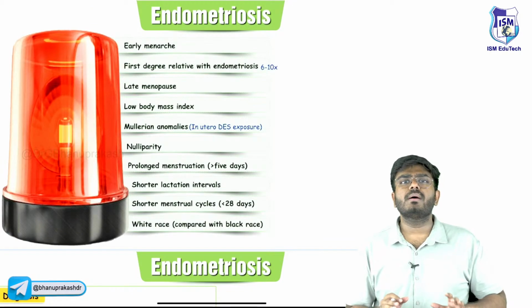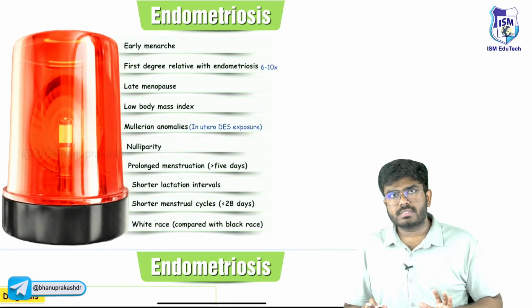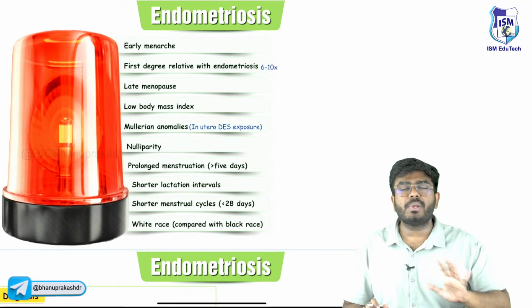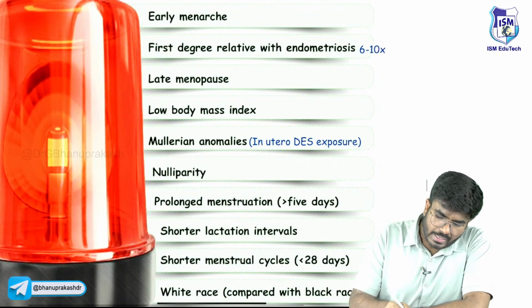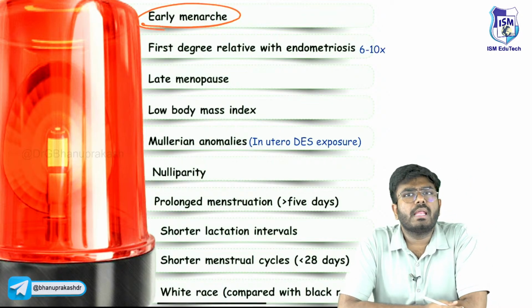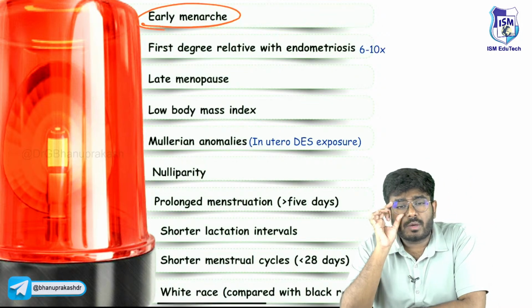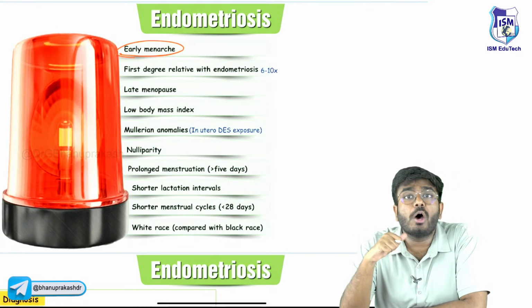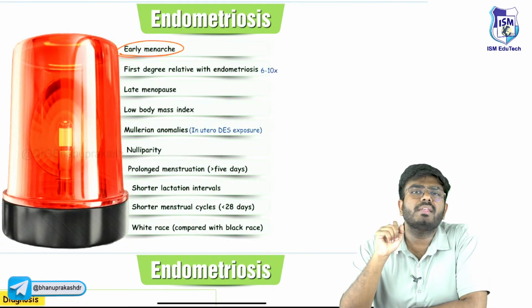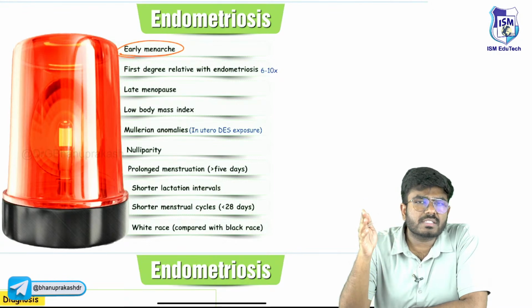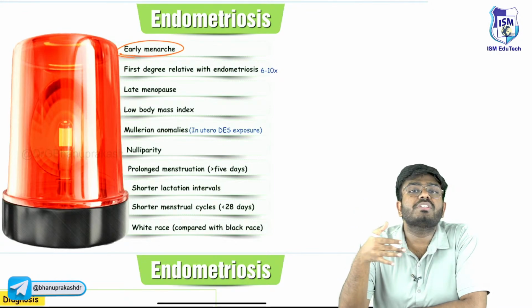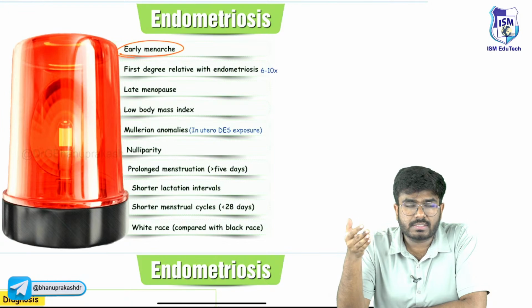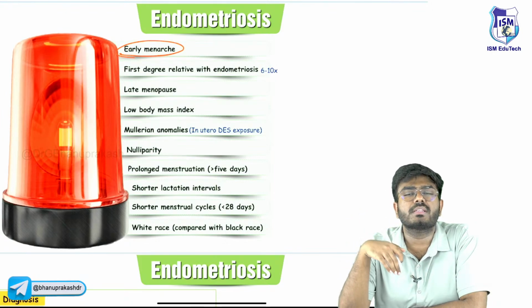I have told you what the important risk factors for endometriosis are. The important risk factors are all the hyperestrogenic states, for example, early menarche. Let's see how early menarche is responsible for endometriosis. How, sir, if you ask me? Early menarche means early menses. Early menses means the longer she goes through menstrual cycles.